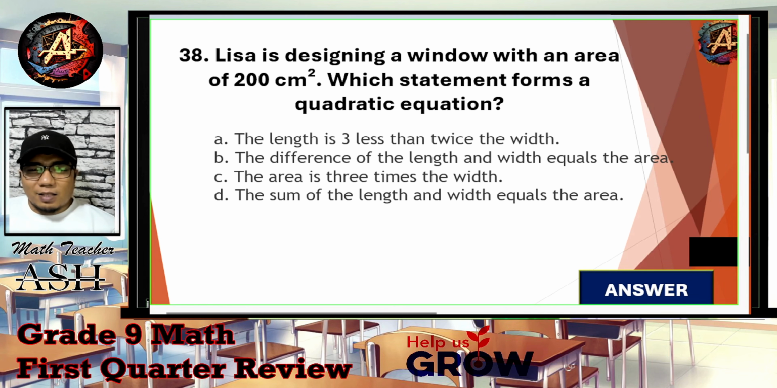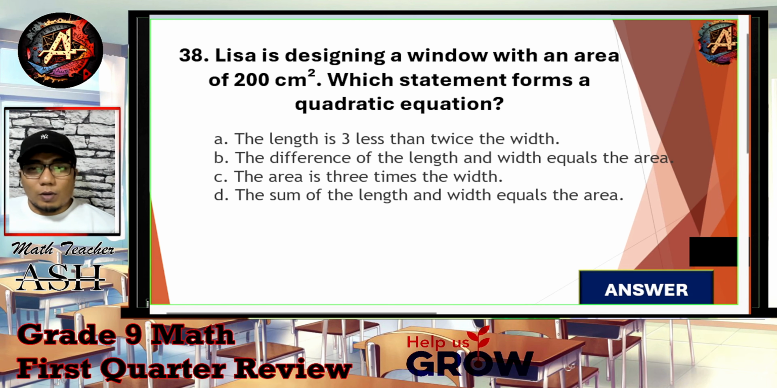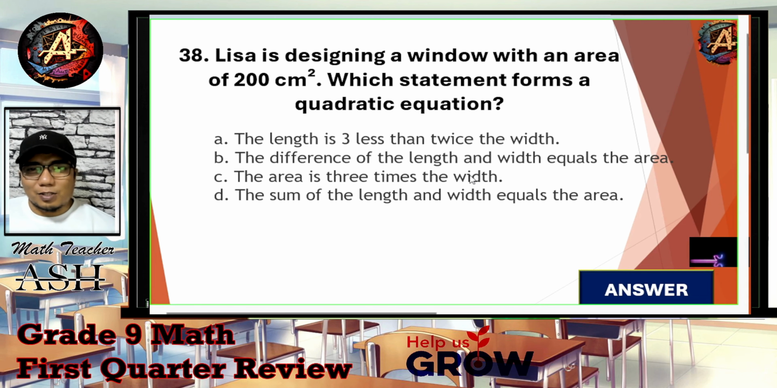Is it A, the length is 3 less than twice the width? B, the difference of the length and the width equals the area? C, the area is 3 times the width? Or D, the sum of the length and the width equals the area? I'll give you 5 seconds to think about your answer.